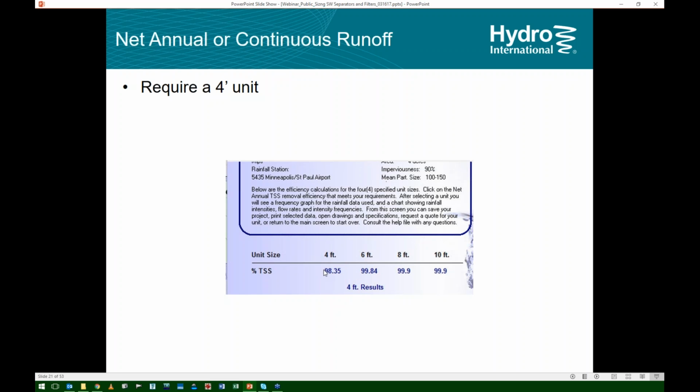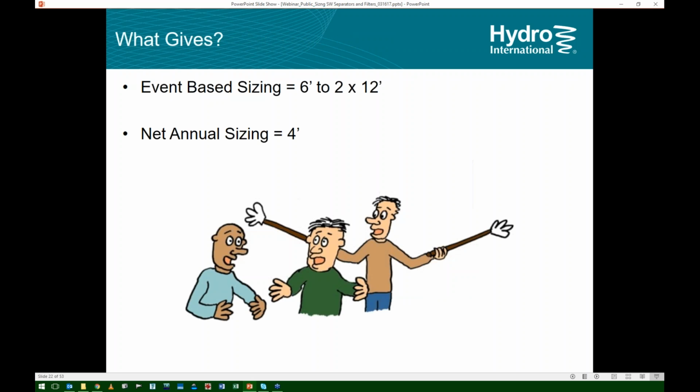Now typically most of the vendor software will end up doing this. The unit you get from a net annual sizing will be a lot smaller than the unit you get from a single event sizing. So, you know, event-based sizing says I can use a 6 or a double 12-foot unit. Net annual sizing says I can use a 4-foot unit. So what gives here?